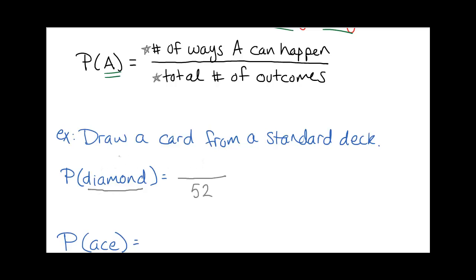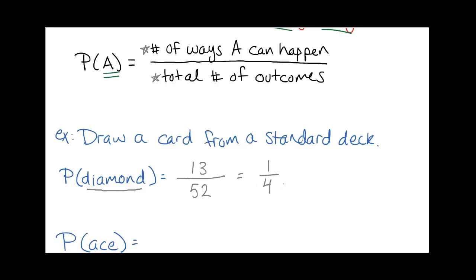Now, how many of these are diamonds? We'd have to count up all the diamonds, right? We have ace, 2, 3, 4, etc. of diamonds. There's 13 cards that would be diamonds. So this would represent our probability, 13 out of 52. And of course, this ends up being 1 out of 4. Another way we could get to this, of course, is that this is 1 possible suit out of 4 possible suits. And the suits are also equally likely, so we could interpret it that way as well.